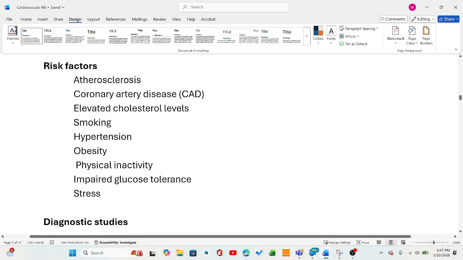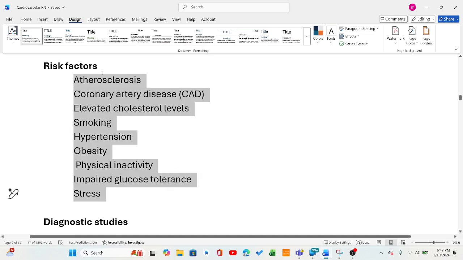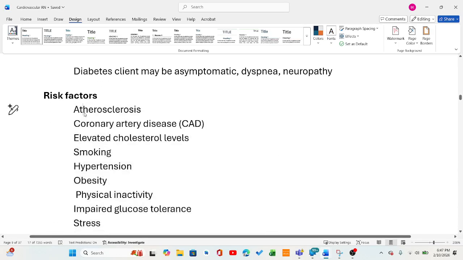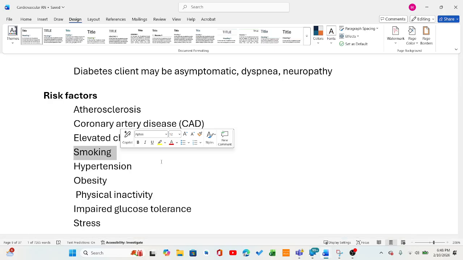So then let's look at some of the risk factors. When talking about risk factors, this is what NCLEX is going to test you on, the risk reduction aspect. The risk factors for myocardial infarction are, one, atherosclerosis, we know that word now, which results in CAD, coronary artery disease. And again, when you have elevated cholesterol levels, we need to control the cholesterol. All these things are related. Then smoking, please. Smoking will constrict the blood vessels, and we don't want that to happen. We want to dilate the blood vessels.